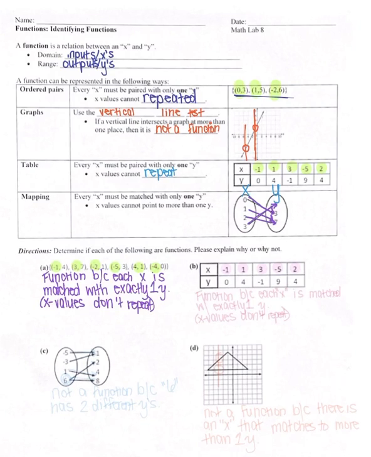Our second example, we have a table, part B. And again, we need to look at those x values and see if they repeat. So we have -1, 1, 3, -5, 2. Since those x values, again, do not repeat, that means that we have a function. And our explanation is going to be exactly the same.